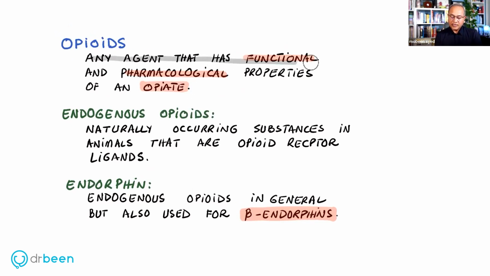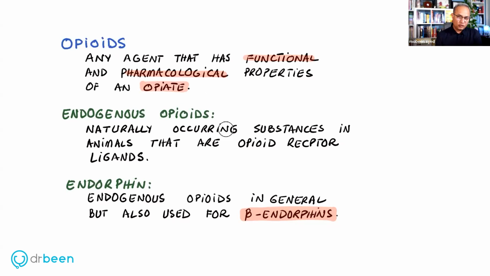So any agent that has functional and pharmacological properties of an opiate. Any substance that may be synthetic, or endogenously produced in our body, or exogenously produced from outside, but has functional and pharmacological behavior similar to opiates, which are the natural opium, will be called an opioid.